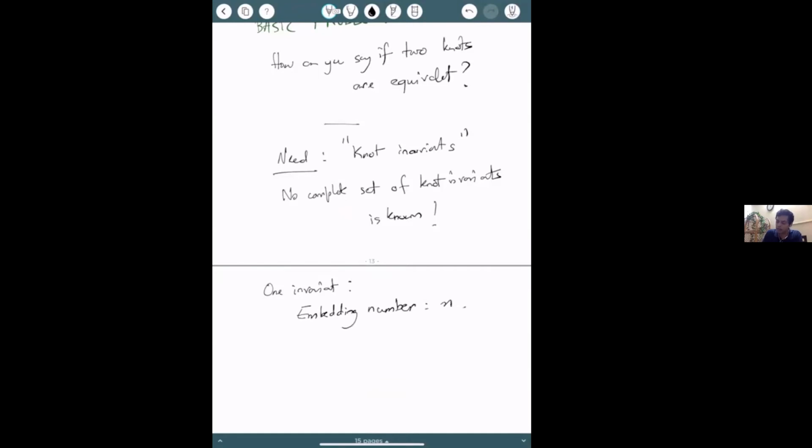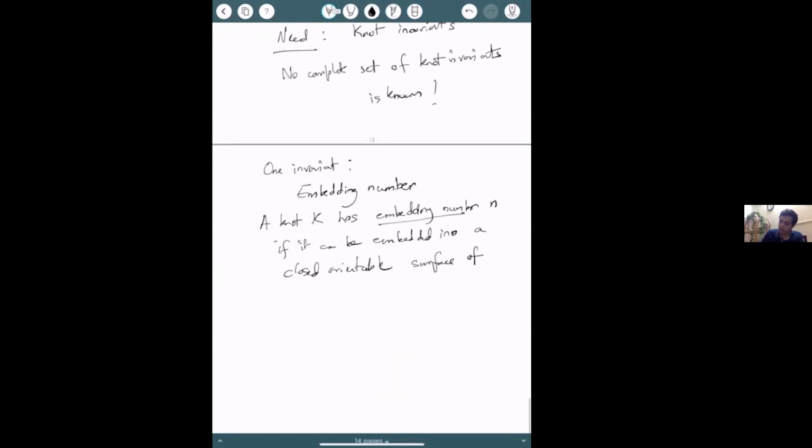Let's call it n. We say that a knot k has embedding number n if it can be embedded in a closed orientable surface of genus n, where the Euler characteristic is 2 minus 2n, and cannot be embedded in anything less than that, that is, in genus n minus 1, because n is the smallest genus of a surface on which you can put that knot.